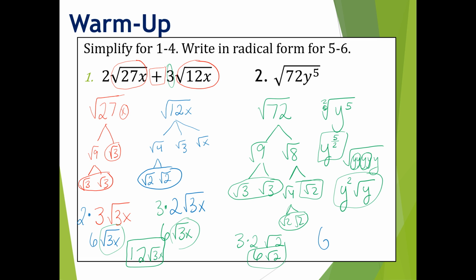So when we put these two things together, we have, let's change the color here. We have the 6 on the outside, the y squared on the outside, and the 2 inside, and the y inside. So we have 6y squared times radical 2y.